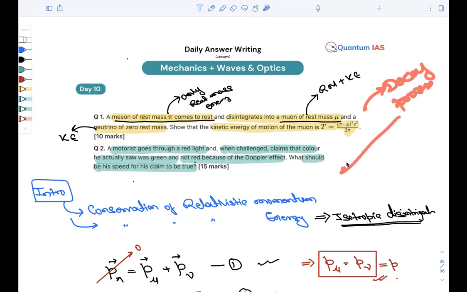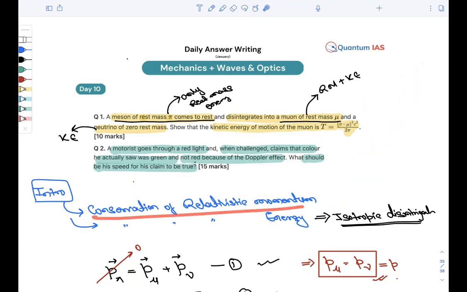And whenever we are dealing with decay, we have to write two things in the introduction. First is the conservation of relativistic momentum, and the second is the conservation of relativistic energy. And we know that this disintegration can take place in any direction. So considering it to be isotropic disintegration, we are solving these questions. If you mention this keyword, that will give a good impression.